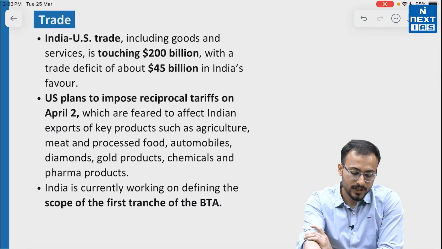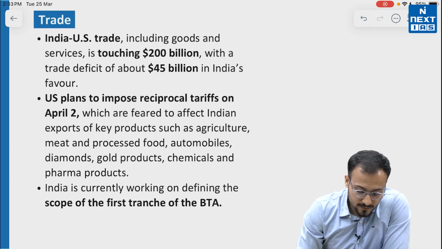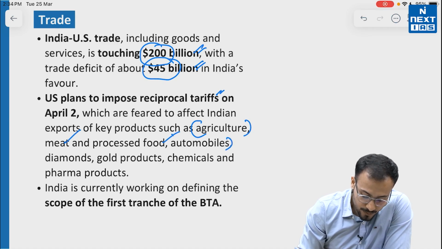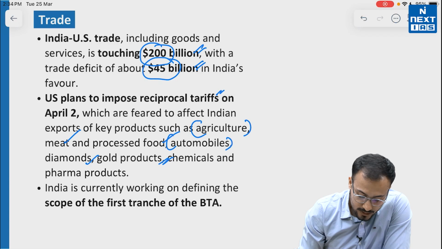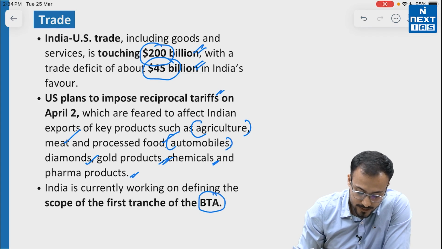In the India-US trade, we should know the basic facts. The India-US trade, including goods and services, is touching $200 billion with a trade deficit of about $45 billion in India's favor. So these two terms are important. The US plans to impose reciprocal tariffs on India, which are feared to affect India's key exports such as agriculture, meat, processed food, automobiles, diamond, gold products, chemicals and pharma products. India is currently working on defining the scope of the first tranche of the BTA. BTA is the bilateral trade agreement.